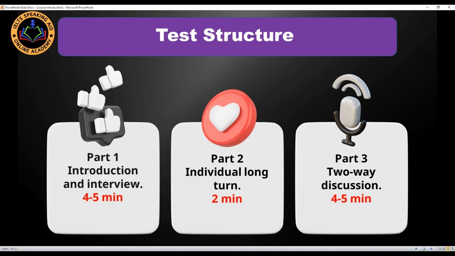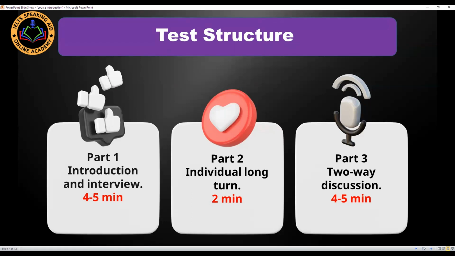And another type of student has a lot of ideas, but they cannot gather their ideas or compress them into 2 minutes. So they try to explain a lot of things, but by the time they come to their main point at the very beginning, the examiner stops them because they have consumed their 2 minutes.